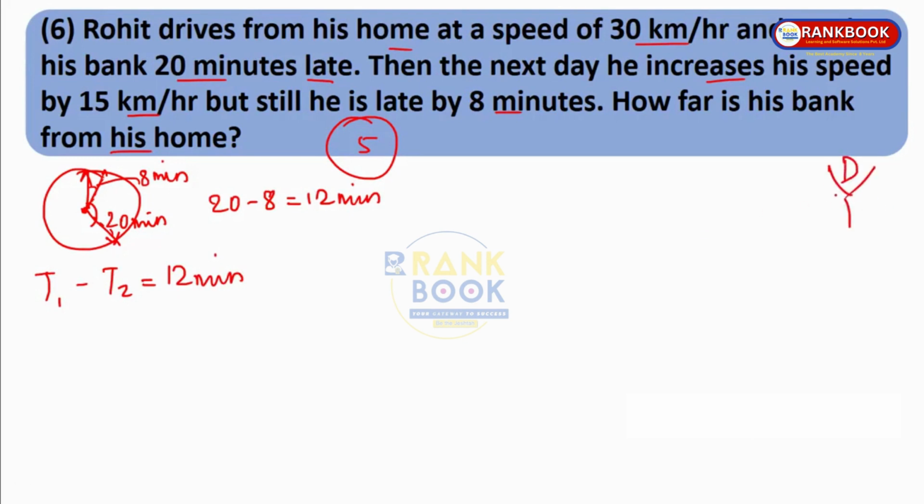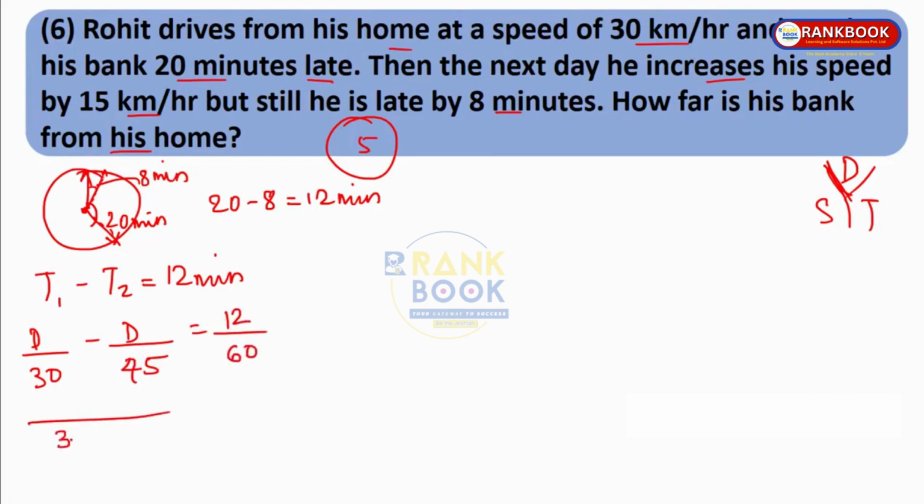Since it is DST, we know time is nothing but distance upon speed. We do not know the distance, so let us assume the distance between bank and home is D, divided by the first case speed, 30, minus, in the second case, the same distance with speed increased by 15. So 30 plus 15 is 45, equal to 12 minutes. Converted into hours, it is 12 divided by 60.